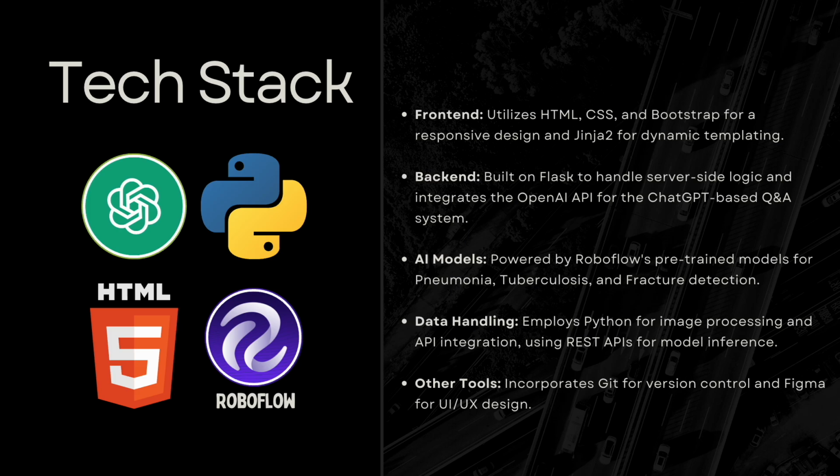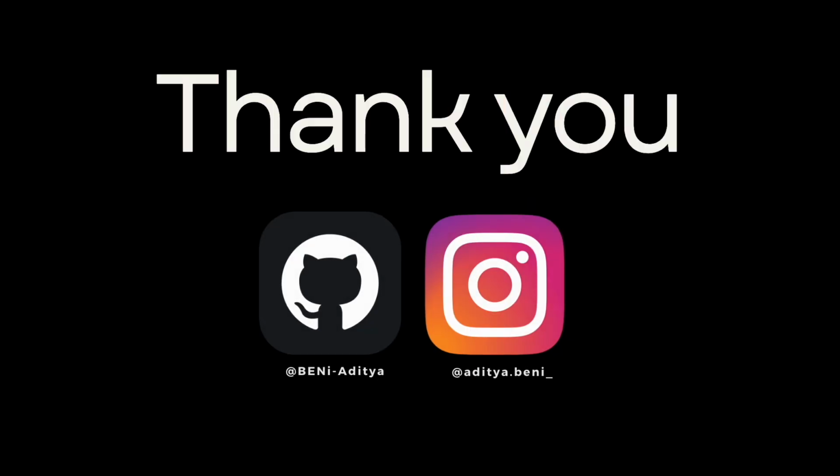Now, let us quickly look behind the tech of VitalScans.AI. The front end is built using HTML and CSS with Bootstrap for a clean and responsive design. The backend is powered by Flask, which manages server side operations and integrates with the OpenAI API for the GPT-based Q&A system that uses generative AI. The AI models come from Roboflow, detecting pneumonia, fractures, and tuberculosis. Python is used for data handling, image processing and API integration, and the app uses REST API for smooth communication between components.